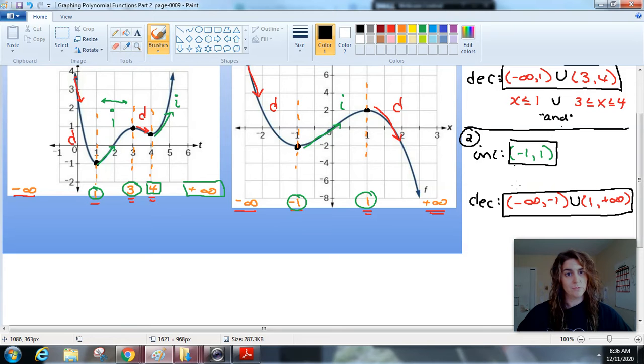And for those of you who want to write it in your inequality format, it would be -1 less than or equal to x less than or equal to 1. And then this would be x is less than or equal to -1 because it was on the negative infinity side. And x is greater than or equal to +1 because it's on your positive infinity side.